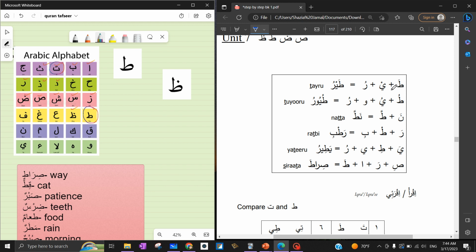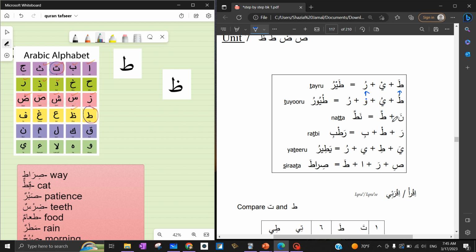Ta with ya, toi. Ta fatha ya, toi, and ra dhamma. So here ra is heavy and ta is heavy. So how will you pronounce? Toiru. Ta and ya, toyur, and this is the long vowel to, and ya, toyur. Toyur means bird. Toir means the flying.